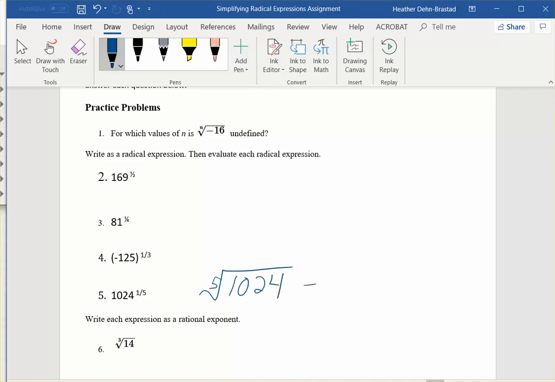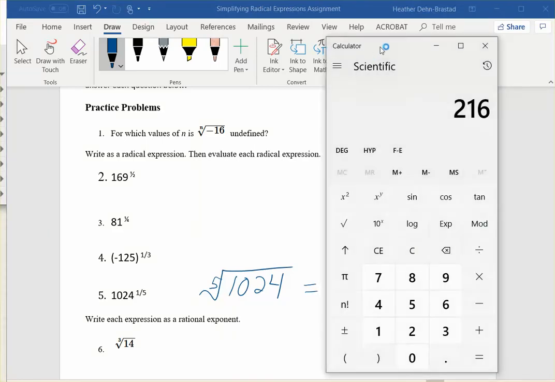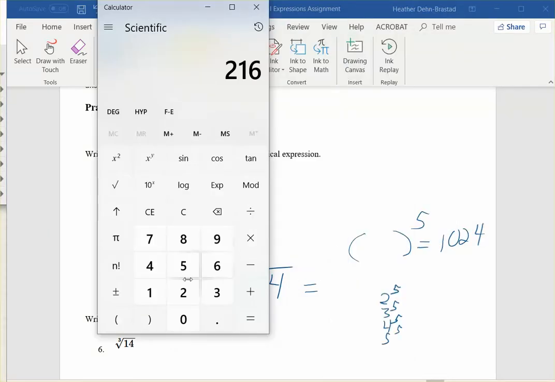Now, to evaluate that means to find the number that to the 5th power is equal to 1024. And you probably don't know exactly what that is right away. But we can try some numbers. We have a calculator, and we could try 2 to the 5th, 3 to the 5th. These get big so fast that you won't have to go very far before you find your answer. It's going to be some integer number inside there that to the 5th power equals 1024. So at that point, it's really a matter of trial and error here.